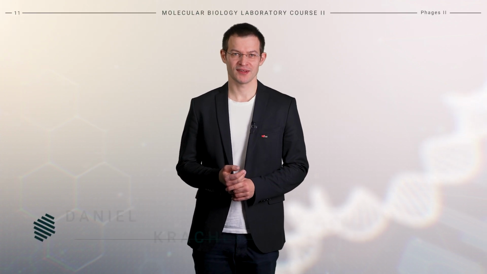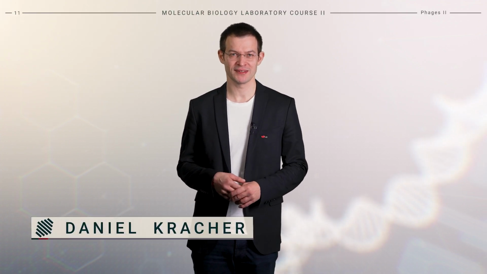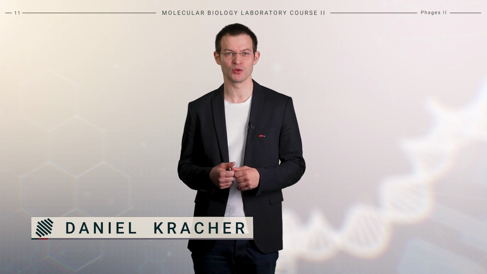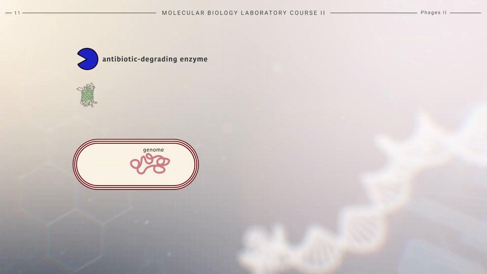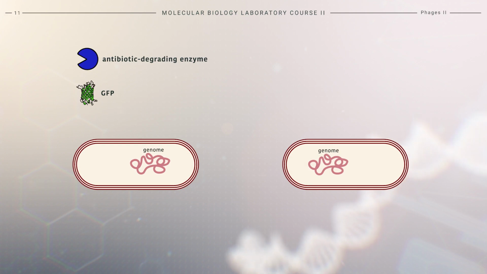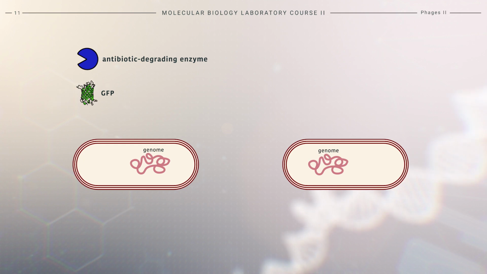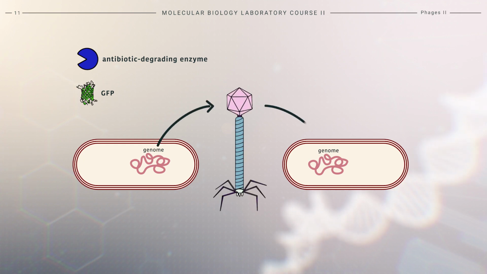In this video, we will discuss an experiment in which we will see how phages transfer genes between two bacterial strains. The goal of this experiment is to transfer an antibiotic resistance gene and a gene encoding for a fluorescent protein, GFP, from a donor strain to a recipient strain with the help of phage P1.